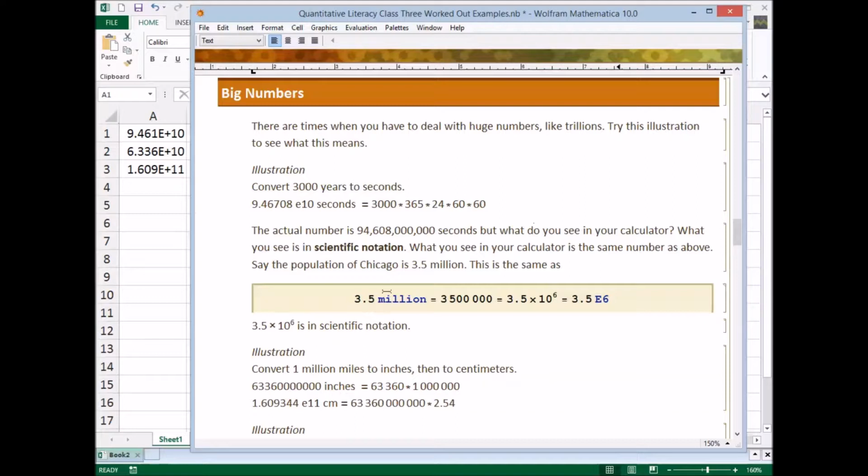How do you convert from a raw number to scientific notation? Let's say Chicago's population is 3.5 million. This is the same as 3.500000. Basically, from the end, you count how many spots you have to move in order to get to 3.5. 1, 2, 3, 4, 5, 6. So this is another way of writing scientific notation: 3.5 times 10 to the 6th power, or the same thing as 3.5 E to the 6th. That's how you probably see it in your calculator. So either way is correct for scientific notation.